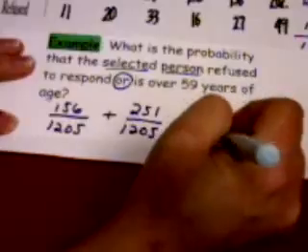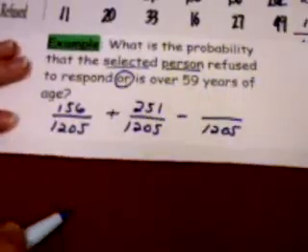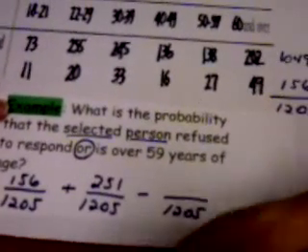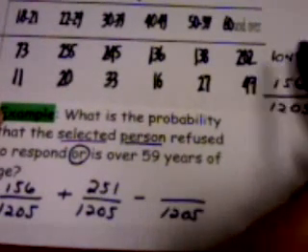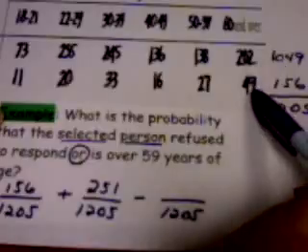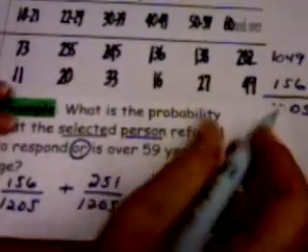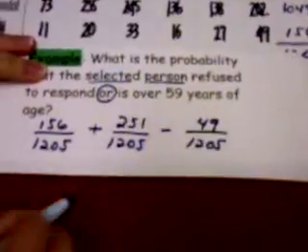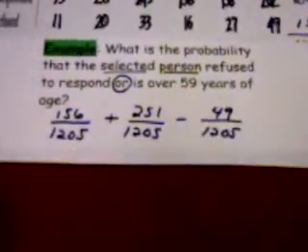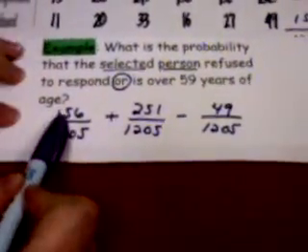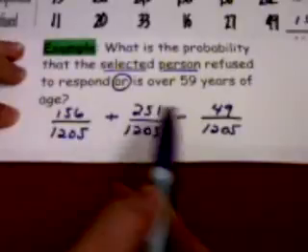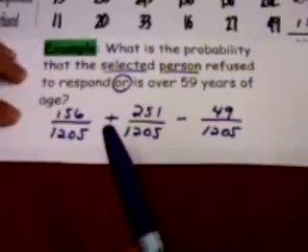Okay, then I have to subtract off the intersection, or basically where they both happen at the same time. Well, it's going to come from the category 60 and over. These are the ones that responded. These are the ones that refused to respond. So I want to know, how many do I have who are 60 and over who refuse to respond? The answer is that 49. So that's what you're going to subtract off. If you don't subtract it off, you're basically adding it twice because you're including it in this group and you're also including it here. That's why you have to do that subtracting of the intersection.